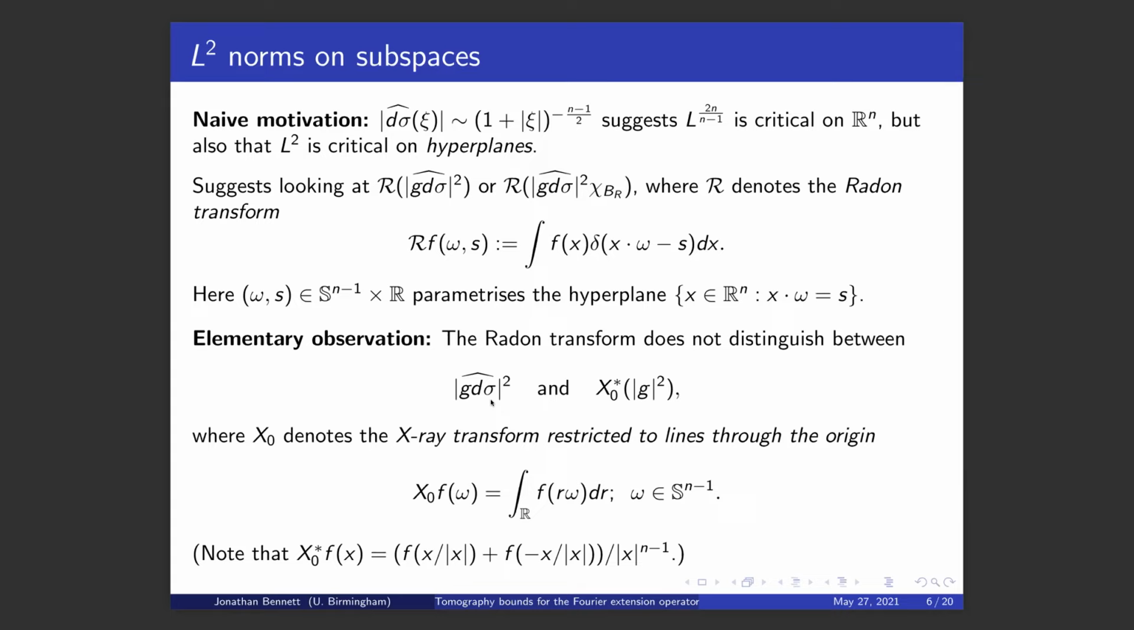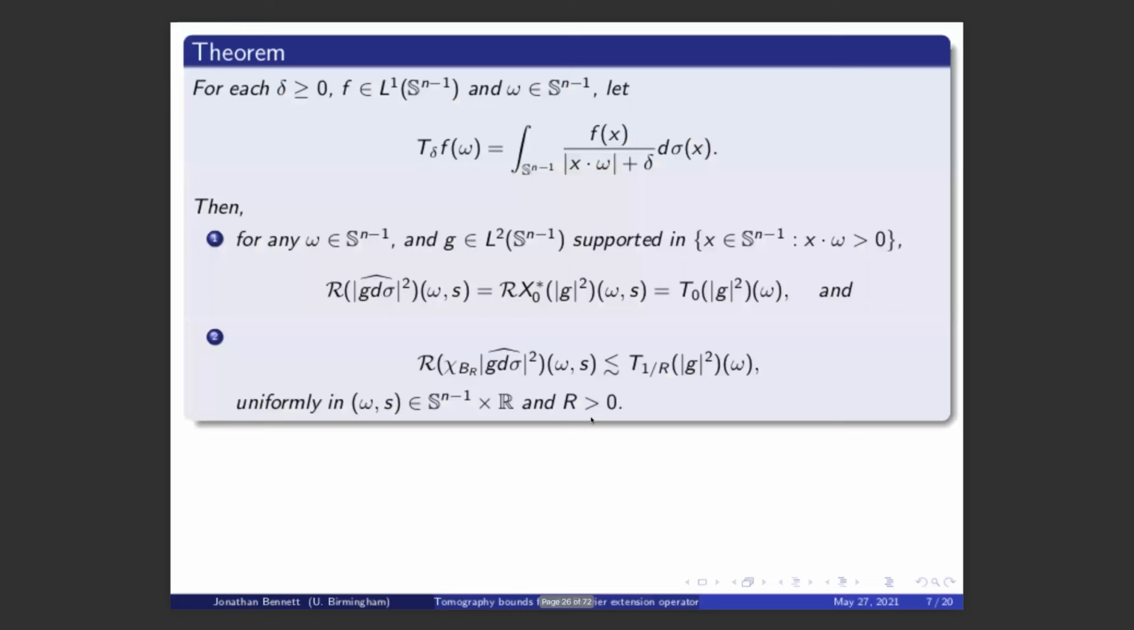So the Radon transform, as I say, doesn't distinguish between these two things, which I thought was rather striking. And actually, I can tell you what the Radon transform is of either of these two things rather easily, and this is a simple theorem. Let me just skip to part one without reading the top bit. So part one is telling me that the Radon transform acting on mod GD sigma hat is the same as the Radon transform acting on this adjoint restricted X-ray transform of mod G squared, and that they are equal to some operator T0 acting on mod G squared. And I should tell you what T0 is. So T0 is given by this expression here. T0 takes a function on the sphere and it provides a new function on the sphere.